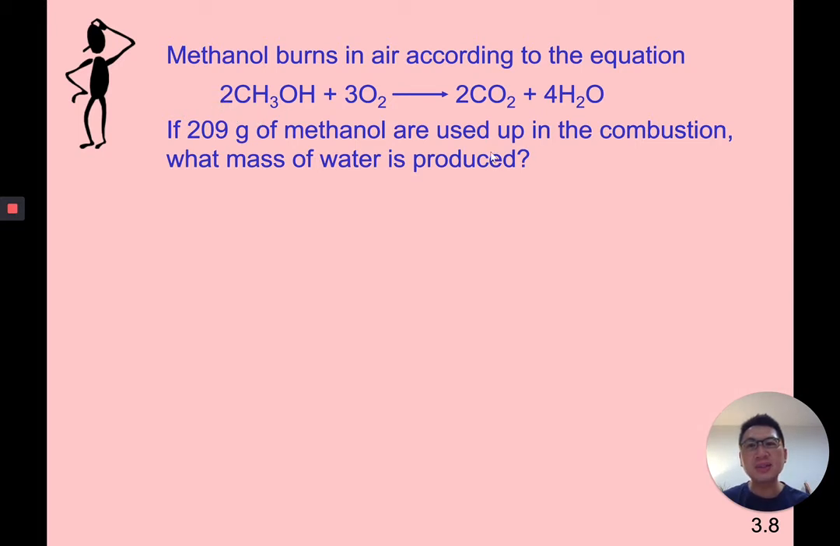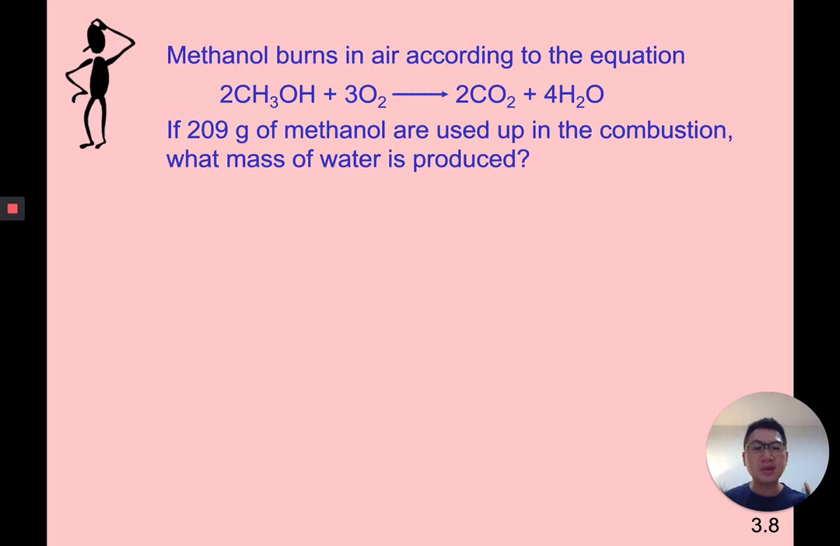2 carbons on the left, 2 carbons on the right. Oxygens: 2 times 1, 2, plus 3 times 2, or 6 more, so that's 8. Here's 2 times 2, or 4, plus 4 more, that's 8. Hydrogen: that's 3 plus 1 is 4, 4 times 2 is 8 hydrogens on the left. And here, 4 times 2, 8 hydrogens on the right. The equation is balanced. But I just wanted to show that the first thing is always to make sure the equation you're given is balanced. If the equation is not balanced, make sure you balance it.